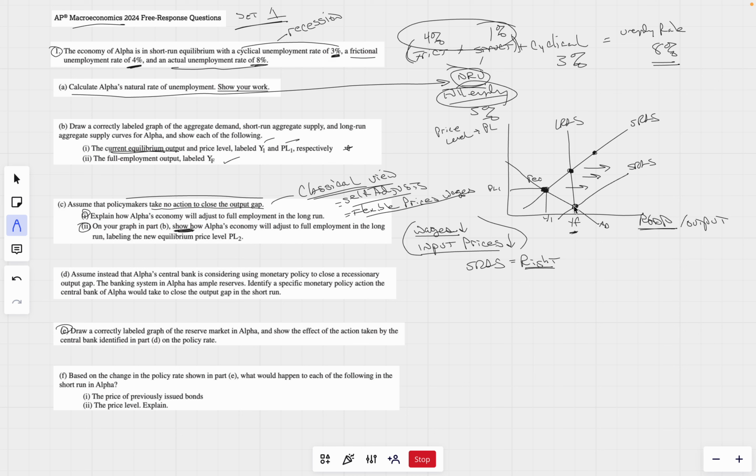We draw it in. We also need to show that we're back at full employment, and that's what I would want to say. We go back to full employment at a lower price level. This tends to not change ever. It is again and again and again. This is the same question over and over and over again. Once you know how to answer it, wages go down, input prices go down, short run shifts to the right. We go back to full employment at a lower price level. You are golden for being able to answer these classical view questions.